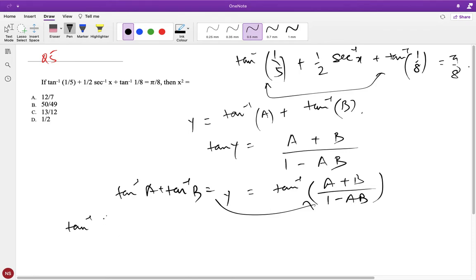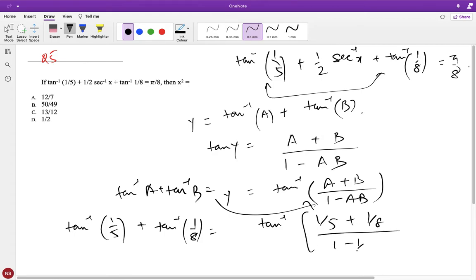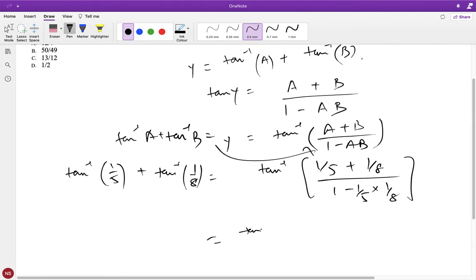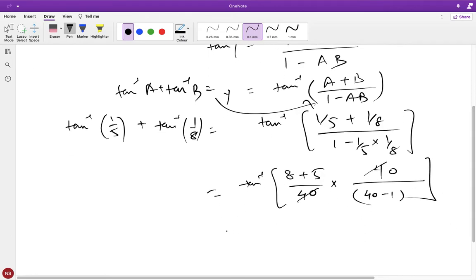So tangent inverse of 1 by 5 plus tangent inverse of 1 by 8, right? We can solve it. 1 by 5 plus 1 by 8 over 1 minus 1 by 5 into 1 by 8 is equal to what? Tangent inverse of, taking the LCM, 8 plus 5 by 40 upon 1 minus 1 by 40. So 40 minus 1 divided by 40 will become 40 over here. So tangent inverse of 13 by 39, so 1 by 3. So tangent inverse of 1 by 3.